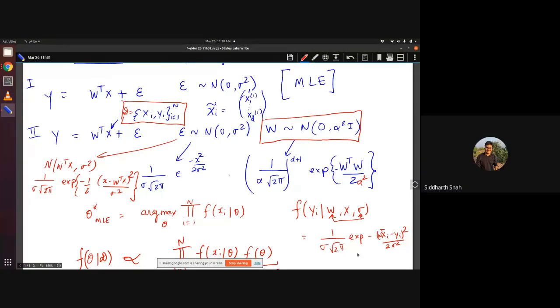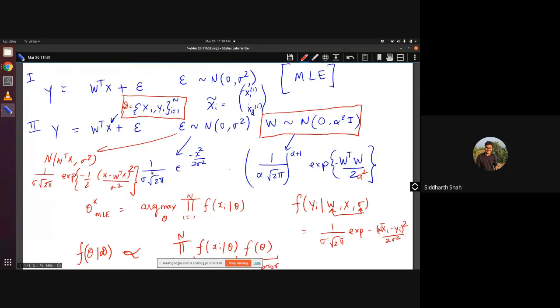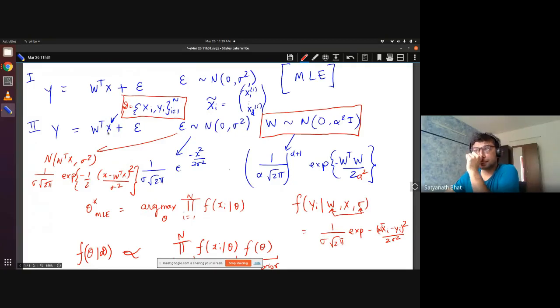Sir, but here aren't we considering epsilon as a constant because we are concerned with finding the correct W's? For the second case, you're saying epsilon is not a constant, right? Because you have 0 and sigma squared. What is random here? Let us try to understand. W is random, right? So we have a prior for it. This is f of W, the prior, and this is f of yi given W, xi.